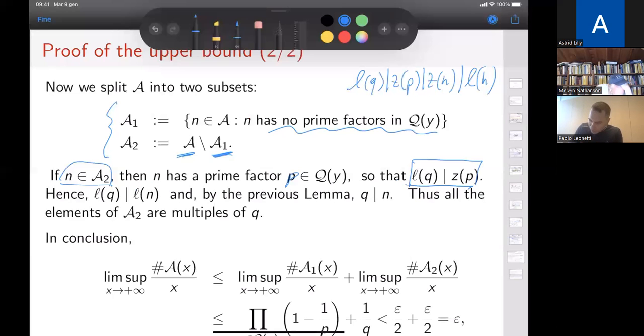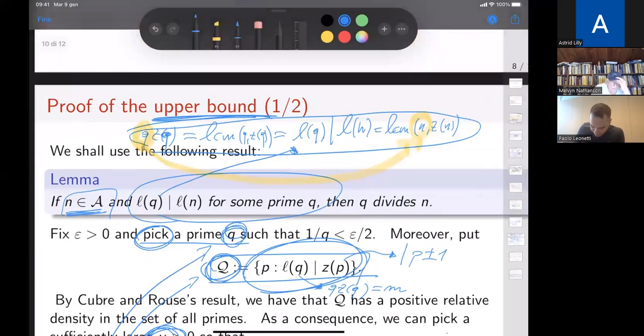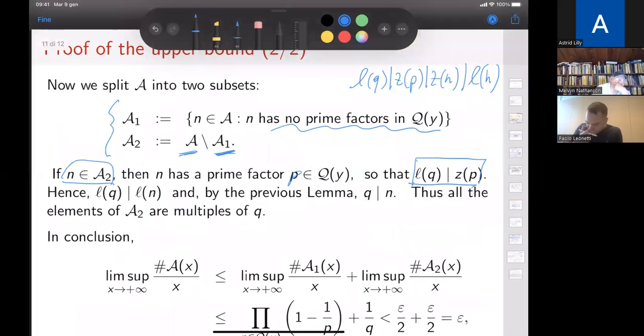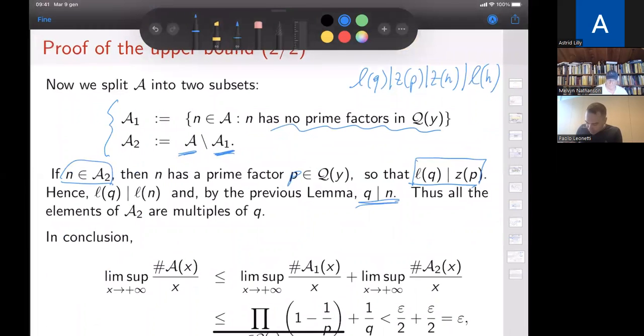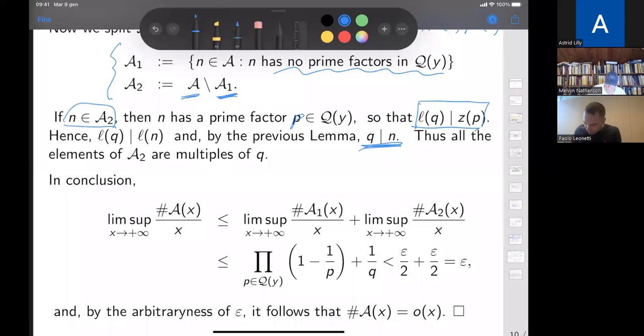But if we go back to the original lemma, it says that if L of Q divides L of n, and in addition n is an integer of our set, then for sure Q divides n, n is a multiple of Q, and Q is fixed and sufficiently large. So in the case of the subset A2, since we know that Q divides n, all the elements of A2 are multiples of Q. So we can conclude that the cardinality up to X is at most 1 divided by Q.